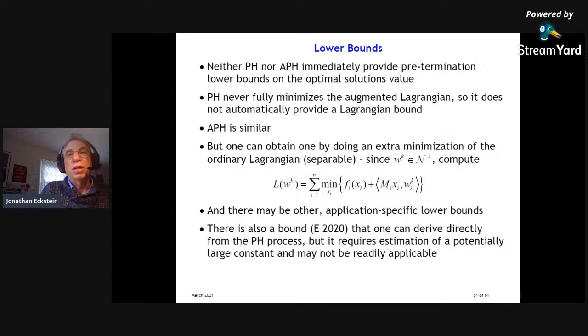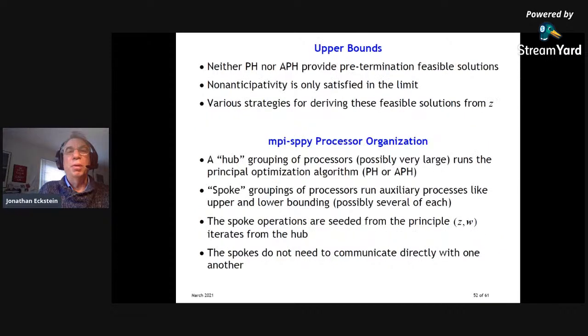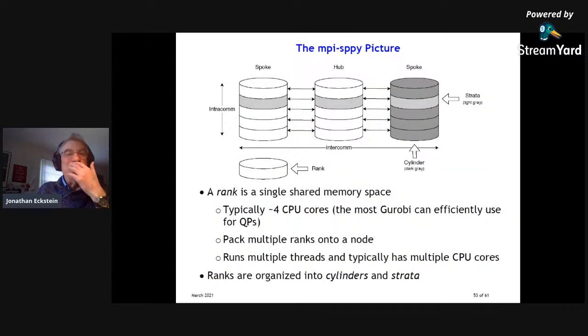I'll skip the lower bound stuff because I think we're short on time. But basically, one issue with both progressive hedging and our alternative is, while you get theoretical convergence to a solution, you don't necessarily get lower bounds like you would in a Lagrangian or augmented Lagrangian method. So they tend to run a parallel process to generate lower bounds. You also don't get a feasible solution until the end, so they also have a parallel process to feed off the main computation and heuristically generate feasible solutions and therefore upper bounds. They use the following organization where you have a bunch of processors in the middle. Those are called hubs. That does the progressive hedging or asynchronous progressive hedging.